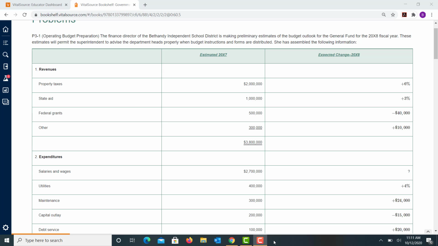And so, as you learned before, the general fund is, again, there's only one per government, and it covers most of the financial transactions related to government operating activities. And that's what's in the general fund.